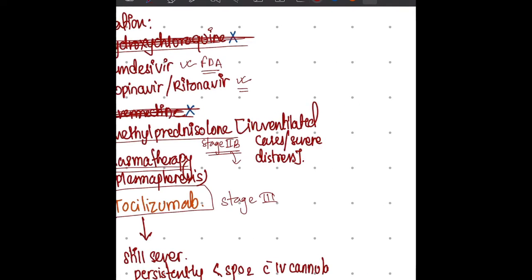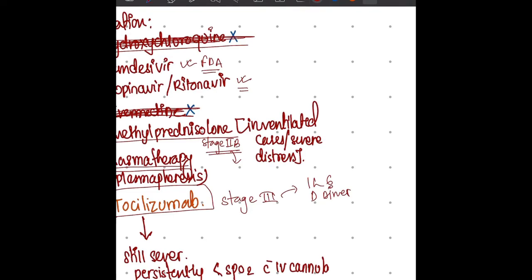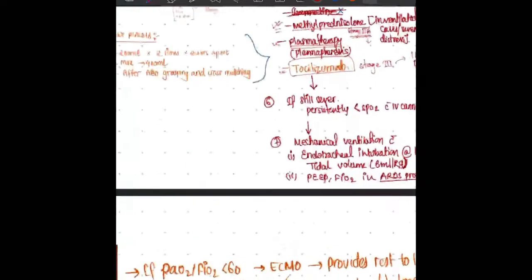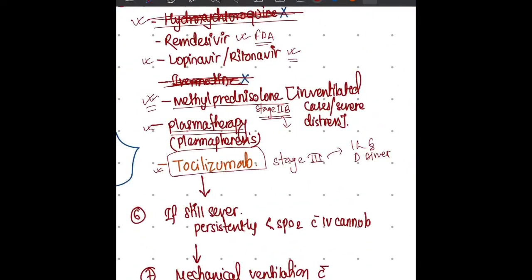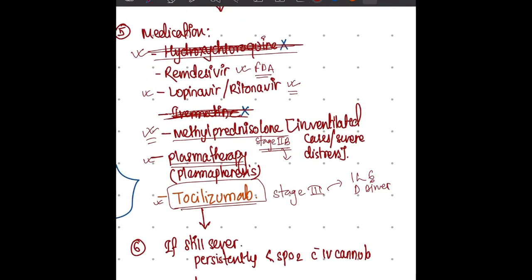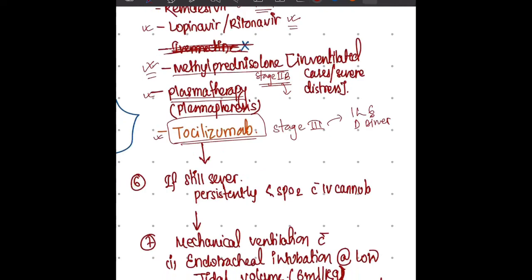How would you know that the patient is going into stage 3? You will check if the patient is in cytokine storm. Check once again: check interleukin 6, check the level of D-dimer, check the level of ferritin, check the level of C-reactive protein, right? And if those are high, understand the patient is in cytokine storm, treat with tocilizumab.